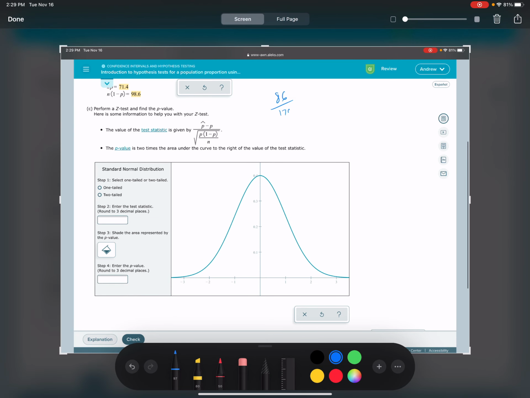86 divided by 170 is our P hat. When we did our proportion, what did we actually get? So again, the newspaper is saying 42%, and we went and did our sample, and we actually got 0.50588. Okay? We got about 50%.